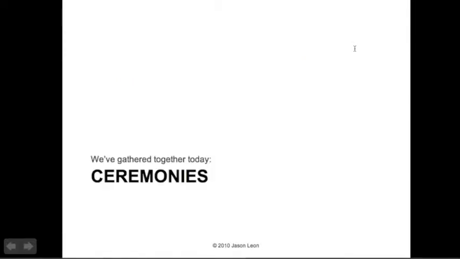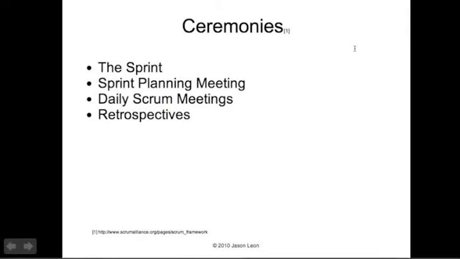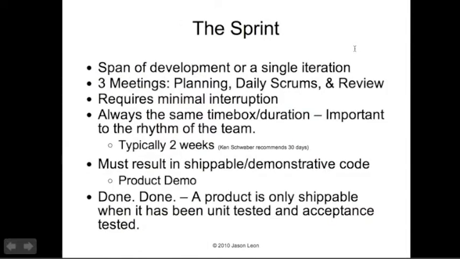All right. Now, in the Schwaber and Sutherland analogies for Scrum, they call this next portion ceremonies, so let's just go into them. The ceremonies, we have the sprint, we have the sprint planning meeting, the daily Scrum meeting, and the retrospectives. I'll start with describing the sprint.